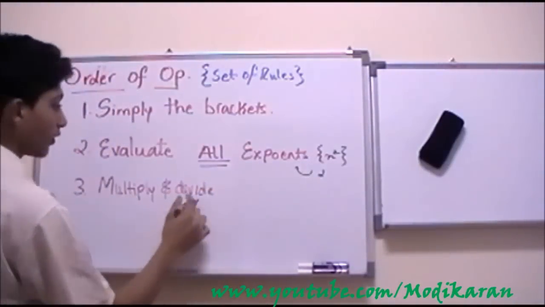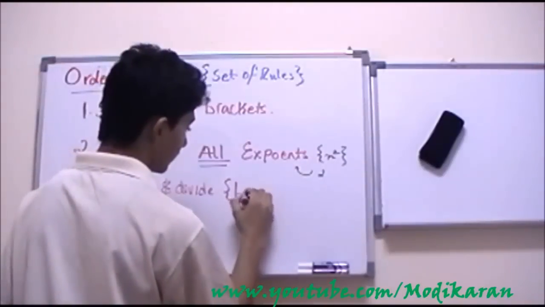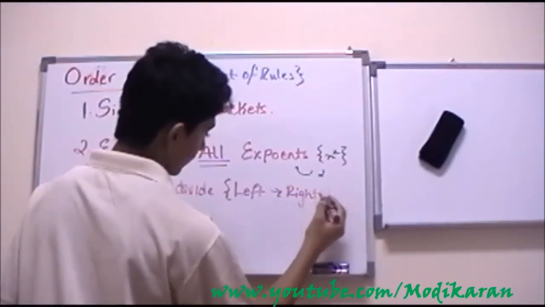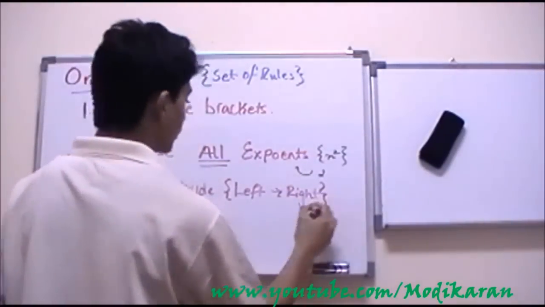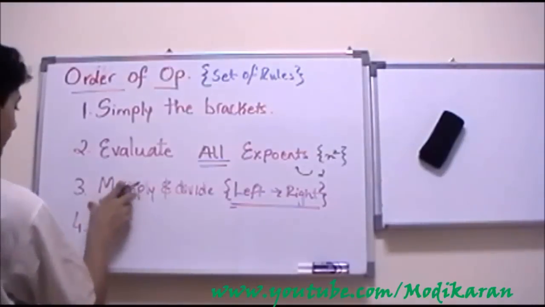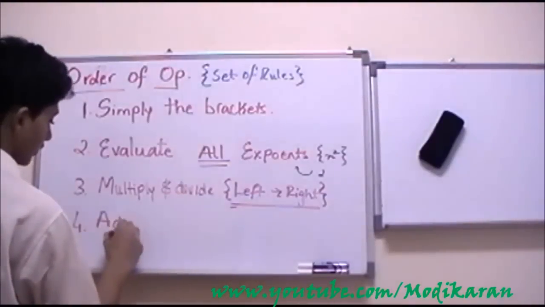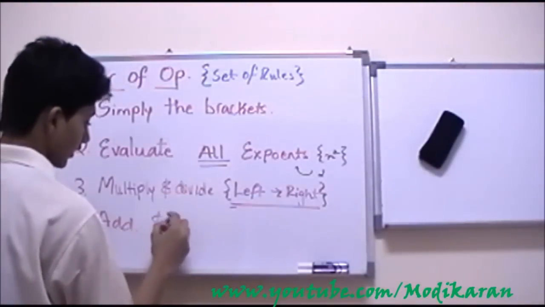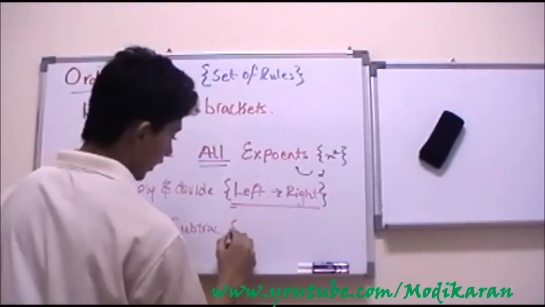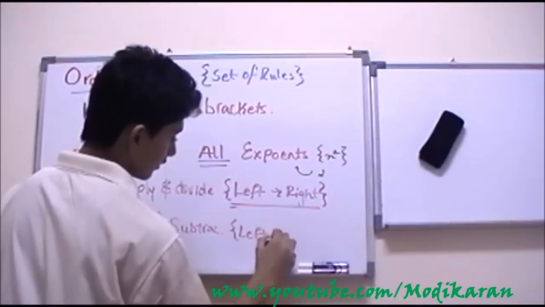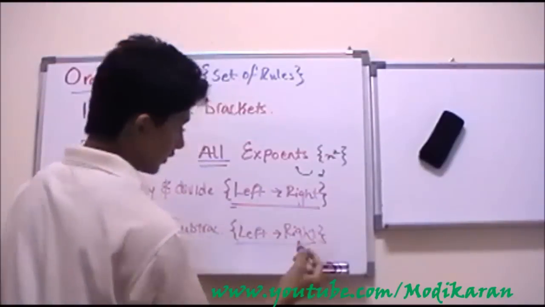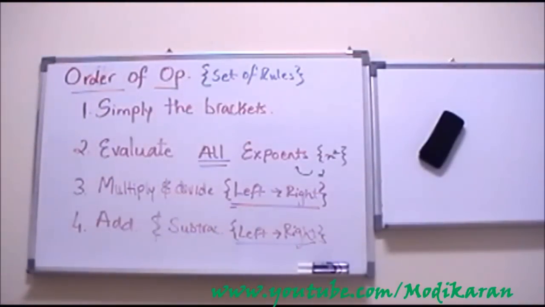It has a certain order, that is left to right. So you go by this order. Fourth is what's left: addition and subtraction. It has the order of left to right. Easy as that.